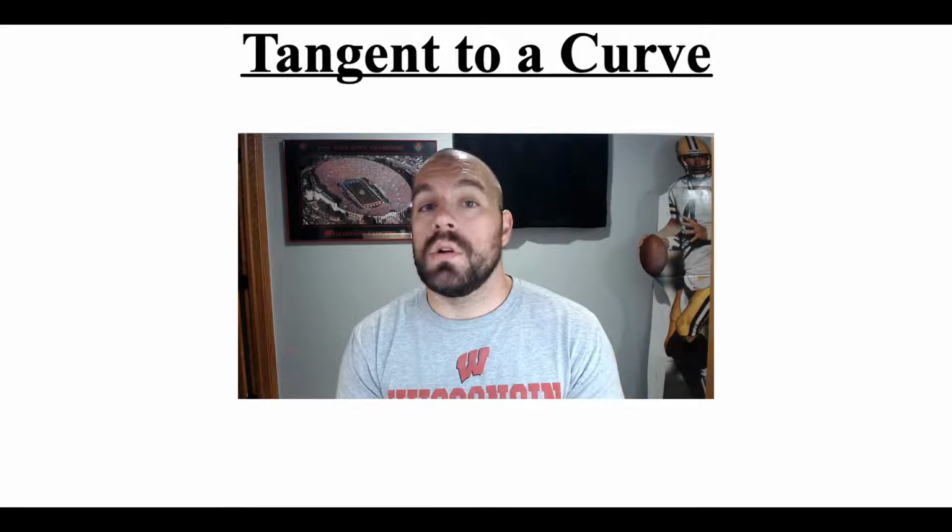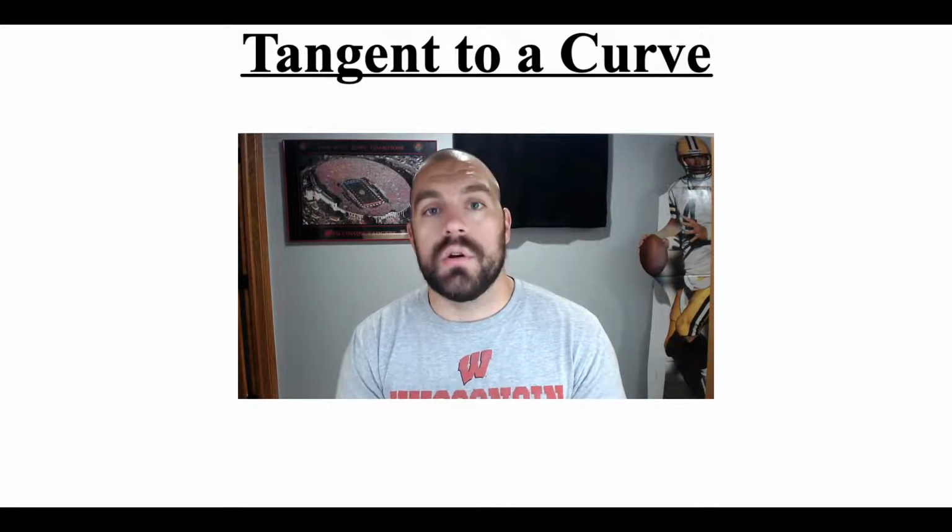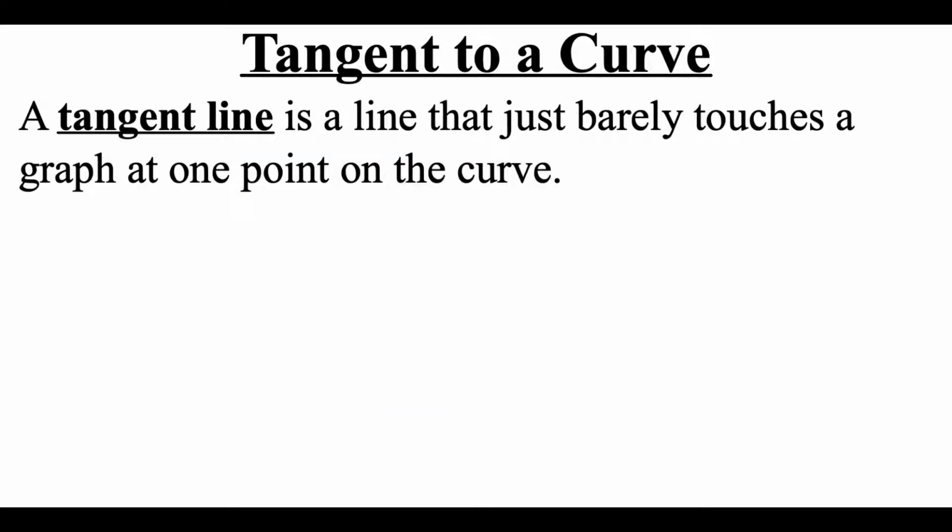In this video, we're going to look at lines that are tangent to a curve. A tangent line is a line that just barely touches a graph at one point along the curve. For example, if we were talking about the graph of a parabola, a tangent line would just barely touch the parabola at one point on its curve.